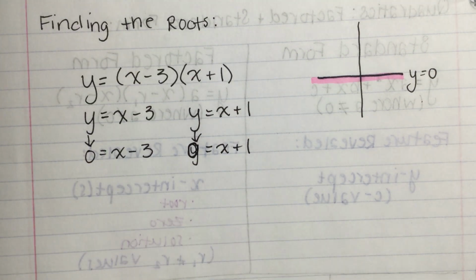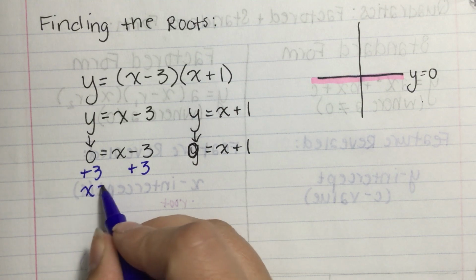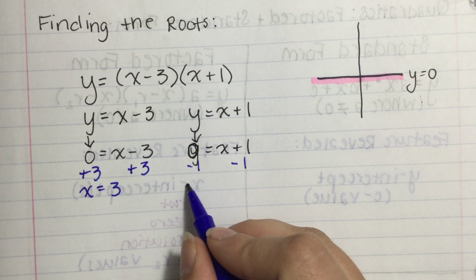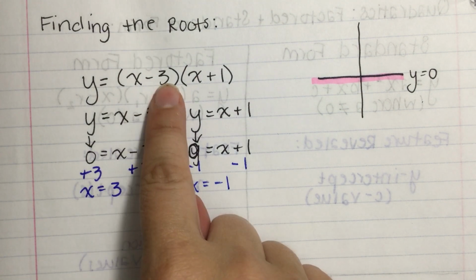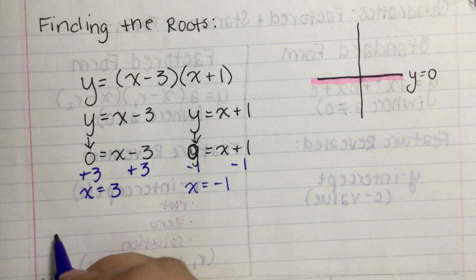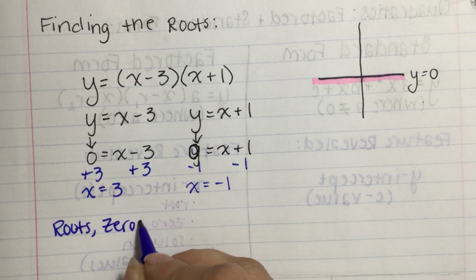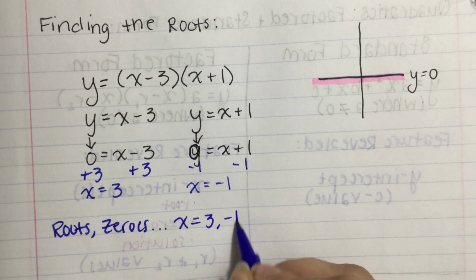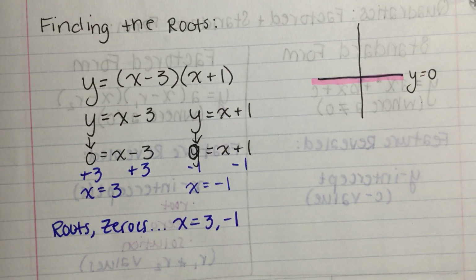In this case, I would need to add 3 to both sides. So my x value is 3. On this one, I would subtract 1. So my x value is -1. So the roots of this equation, okay, I would be able to say roots, zeros, or just x equals 3 and -1, and that would be the solution to this equation.